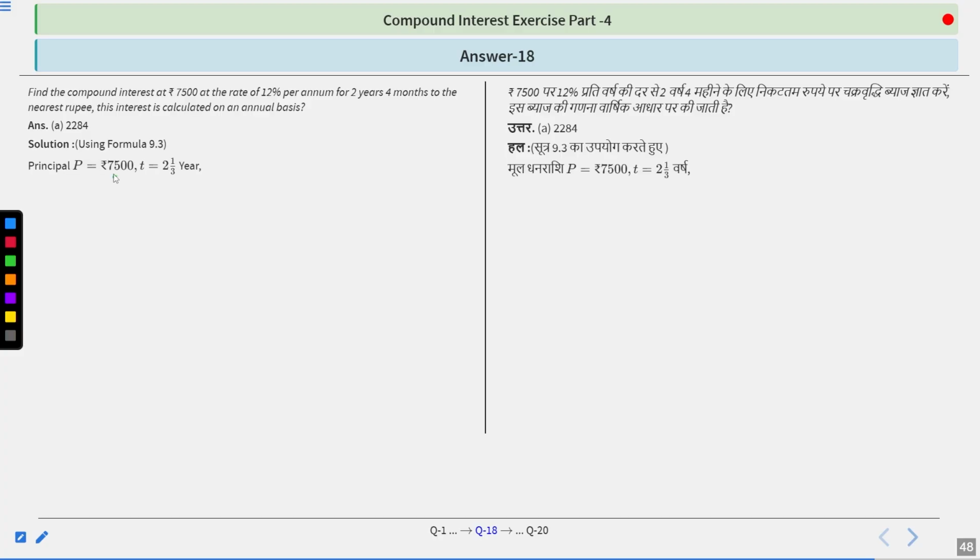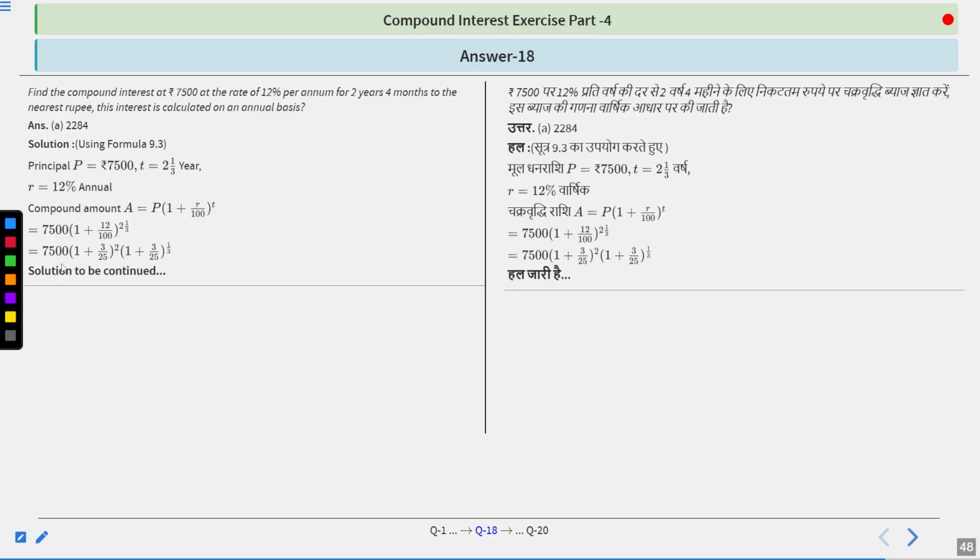Given things were principal, that is rupees 7,500. Time period was 2 integer 1 upon 3 years. Rate of interest was 12% annual. So compound amount A is equal to P into 1 plus R upon 100 whole power T, that is formula 9.3. So putting the values of P, R and T, we get 7,500 into 1 plus 12 upon 100 power 2 integer 1 upon 3, that is the time period, 2 years 4 months.